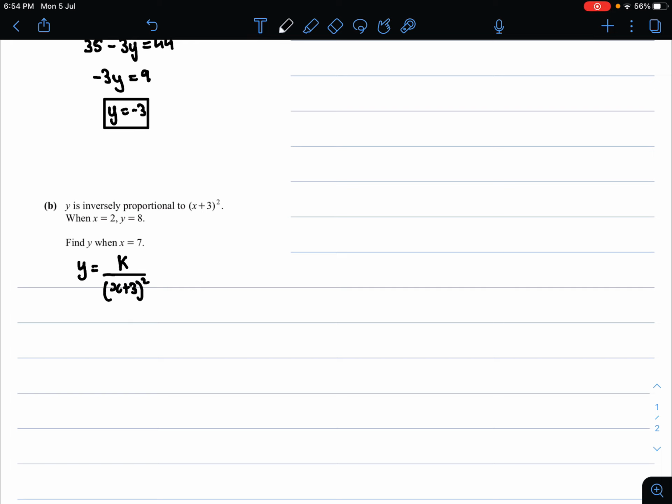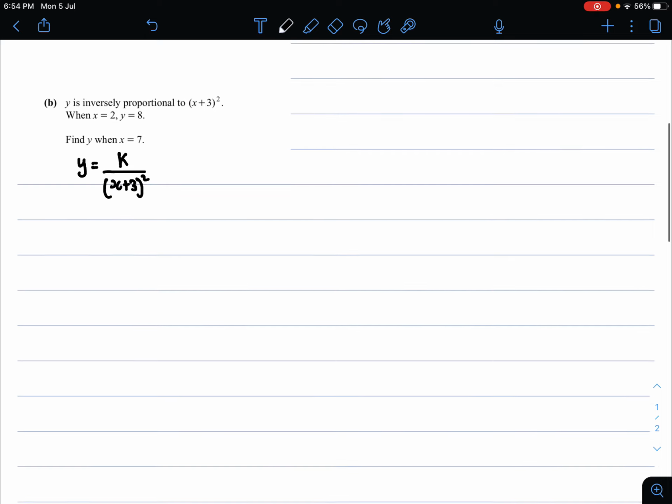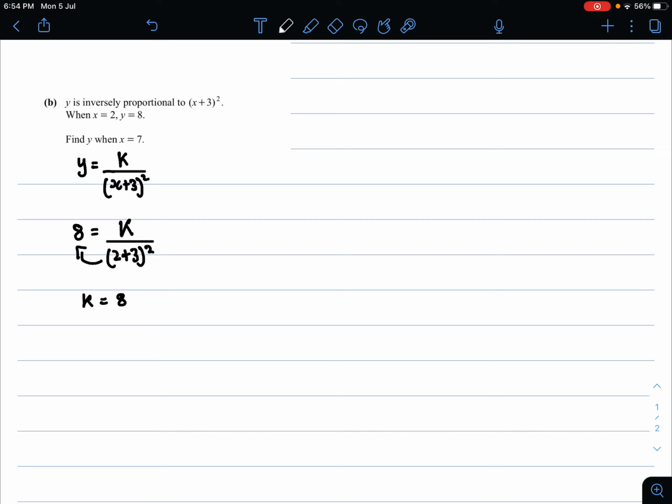So let's find the value of k first, as they've given us the value of x and y. So let's substitute the values of x and y. So 8 is equal to k divided by 2 plus 3 the whole square. So 2 plus 3 is 5, and 5 squared is equal to 25. If we take the 25 to the other side of the equation, division becomes multiplication. So 8 into 25, therefore k is equal to 200.